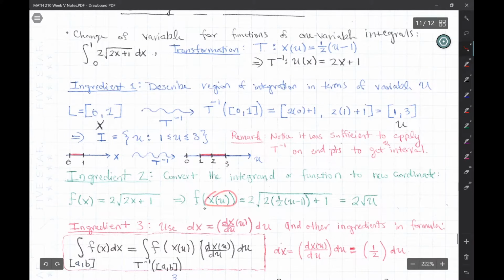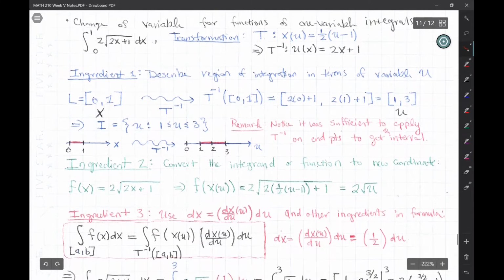What we do to convert the function is wherever we see an x, we plug in the expression for x of u, which is right here. Wherever we see an x, we're going to plug in this expression, and I just denote that expression as x of u. And so doing so, here was our x, we're going to plug this in there. Lo and behold, we get 2 square root of u. So this is then the second ingredient. We've converted our function into our new coordinate system.